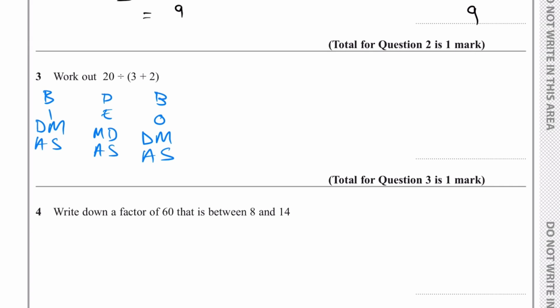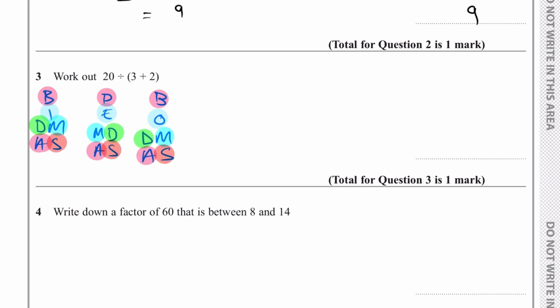In the first row we have brackets, parentheses, brackets. The second row we have index, exponent, order. Third row we have division and multiplication. And the final row we have addition and subtraction.